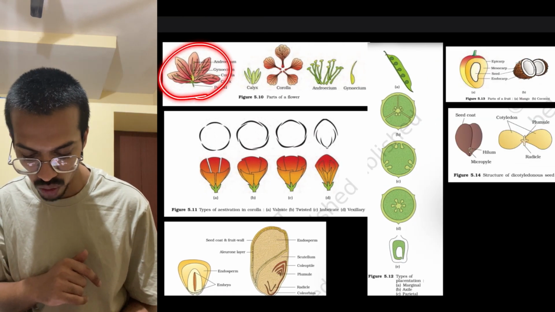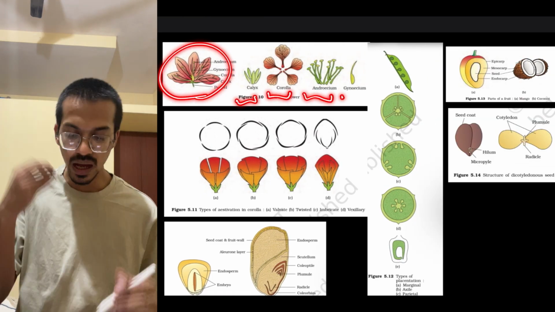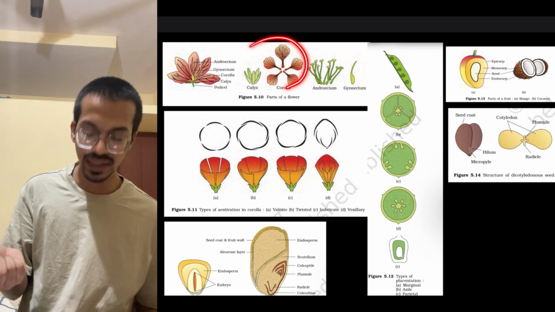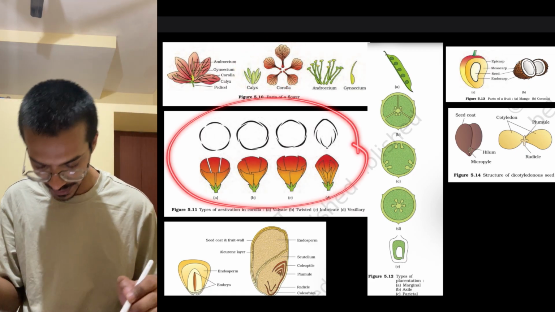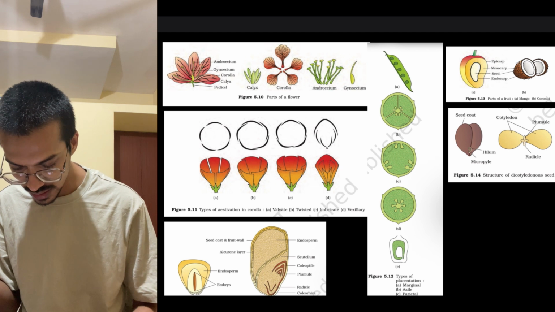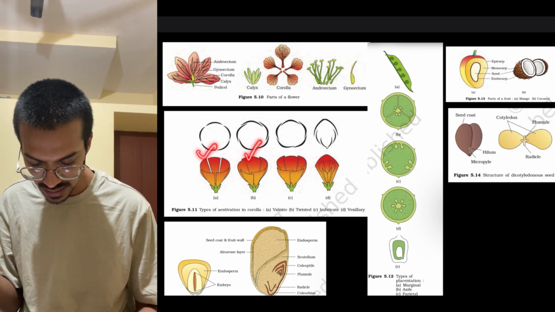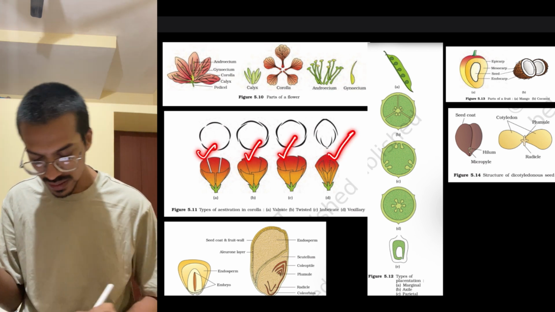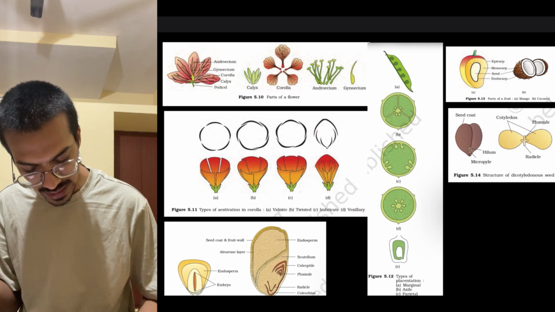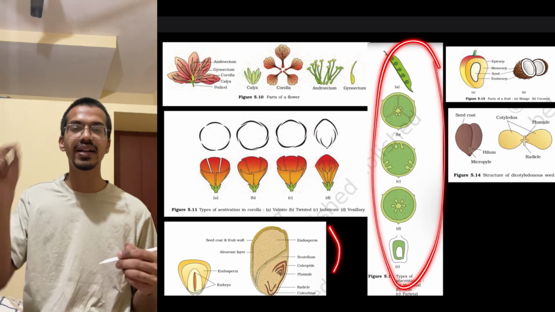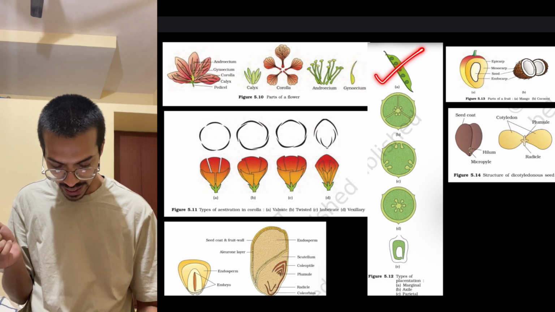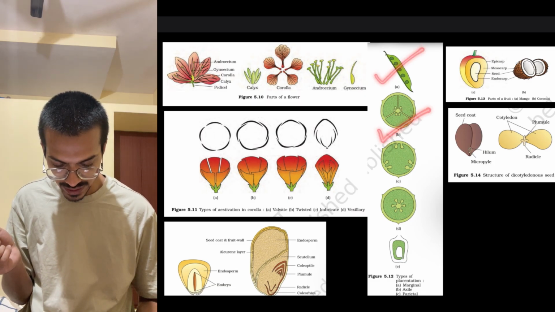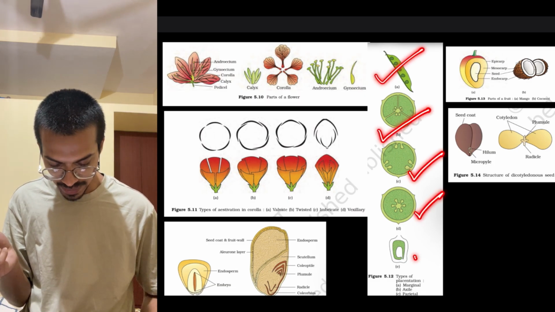Coming to the flower, it has these four parts: calyx, corolla, androecium, and gynoecium. How the calyx and corolla are arranged, we call it aestivation. And aestivation could be of these four types: valvate, twisted, imbricate, and vexillary. Then the next one is placentation, how the ovules are attached or present inside the ovary. It could be marginal, axile, parietal, free central, and basal.